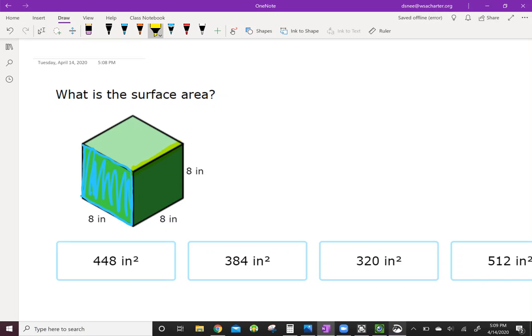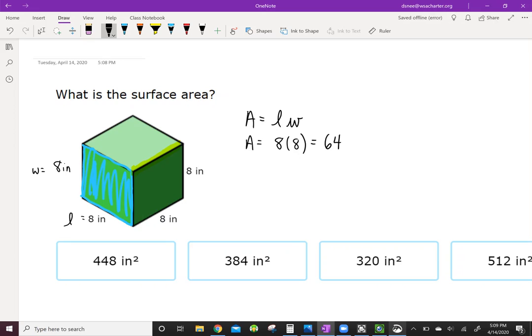Right, the height, the connector between those two. And then I could add the area of the base times 2. In this case, I know that this right here is 8 inches by 8 inches. And area of a square or rectangle equals length times width, and call that W and call that L. So we're going to do A equals 8 times 8, and that's 64.